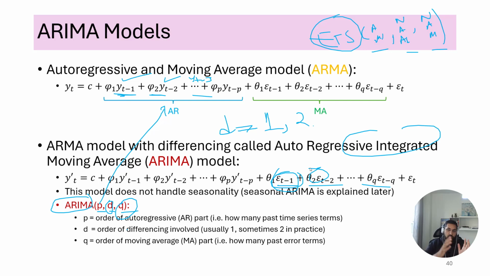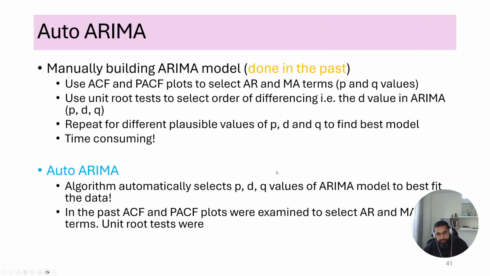The bigger the P, the more the YT minus 1, YT minus 2, these terms are there. The bigger the Q, the more the past error terms are there. And the bigger the D, the more the integration, the differencing you do to make it stationary. So that's how you specify an ARIMA model in terms of its parameters.